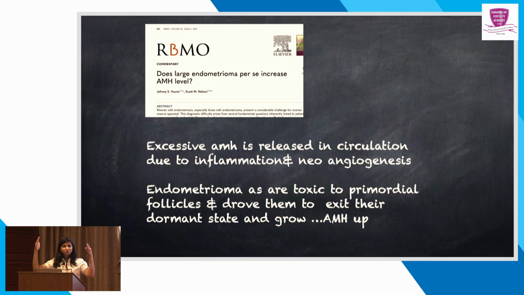The follicles are pushed towards the cortex at the periphery, and because of this inflammation, primordial follicles are going to convert into antral, and this AMH is going to go into the blood circulation, which is in the vicinity at the cortex immediately. So an endometrioma cyst will be having falsely high AMH.